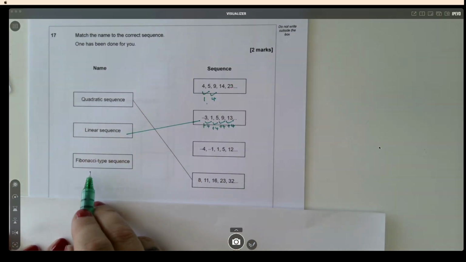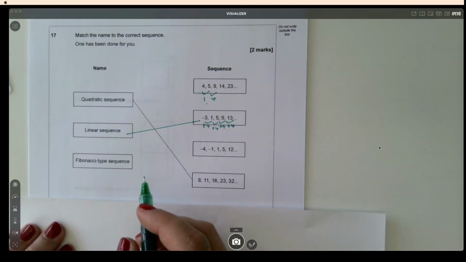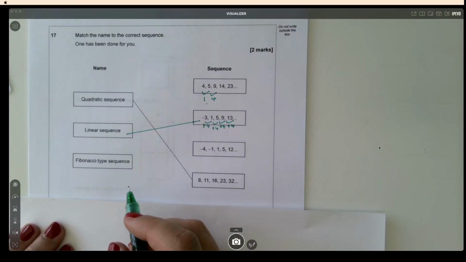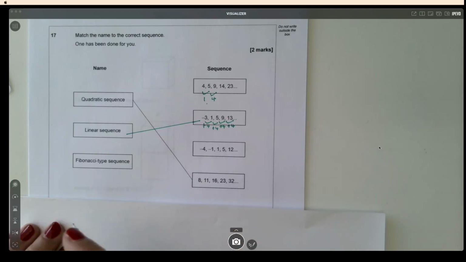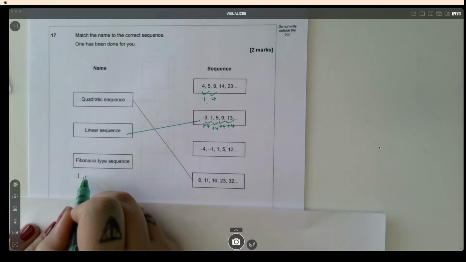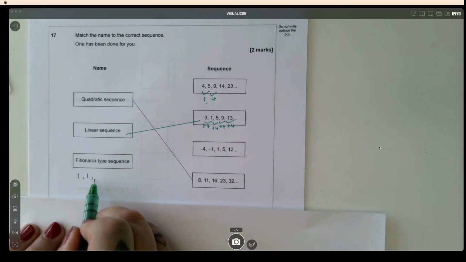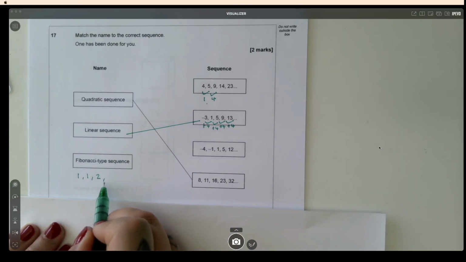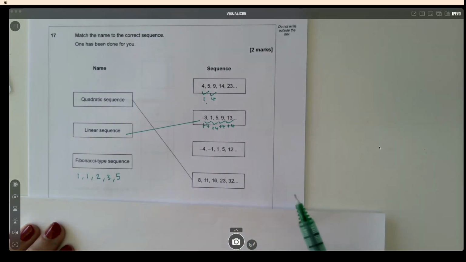Now we need to identify the Fibonacci type sequence. A Fibonacci sequence is a sequence that's generated by adding the previous 2 terms. So if the first 2 terms were 1, the third term would be 1 plus 1, which is 2. The fourth term would be 1 plus 2, which is 3. The fifth term would be 2 plus 3, which is 5. So let's see if we can find that property in a sequence anywhere.